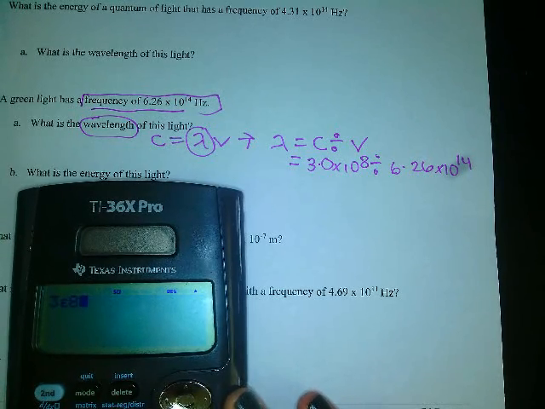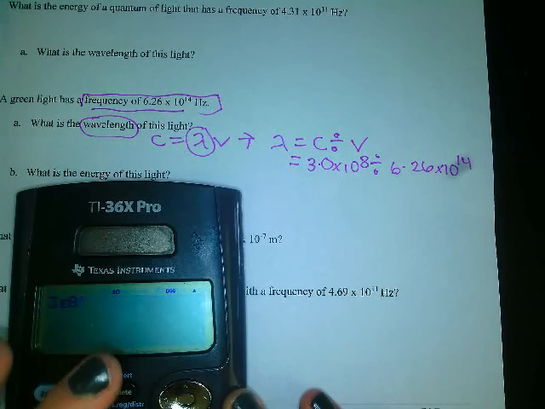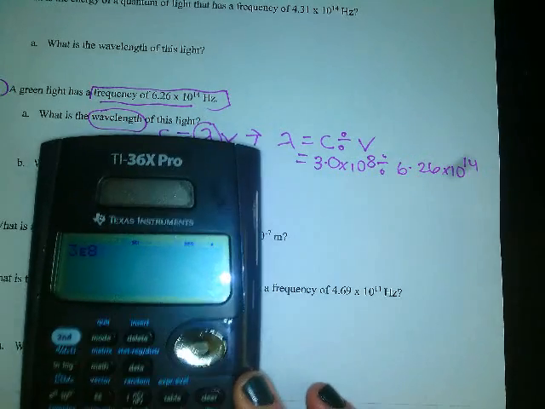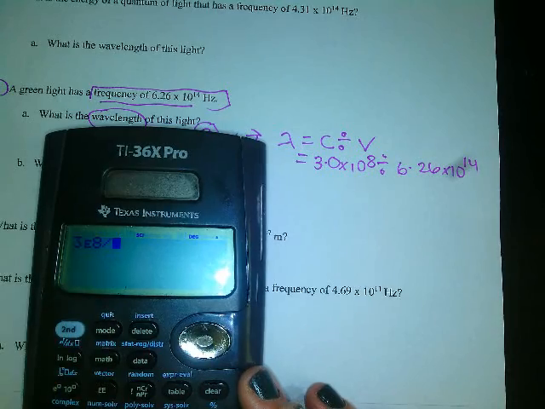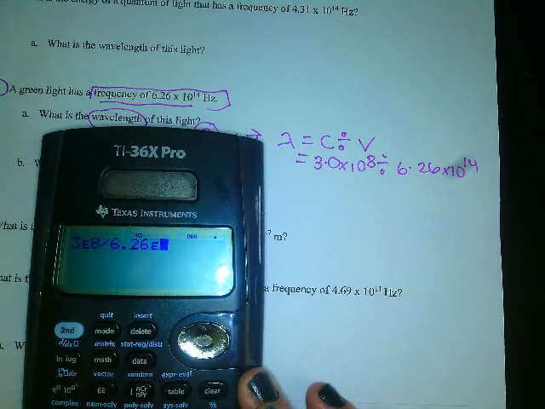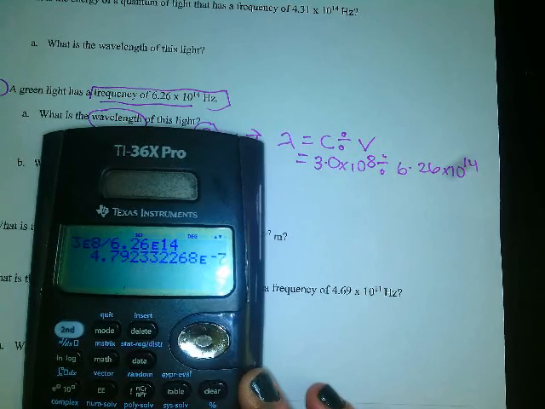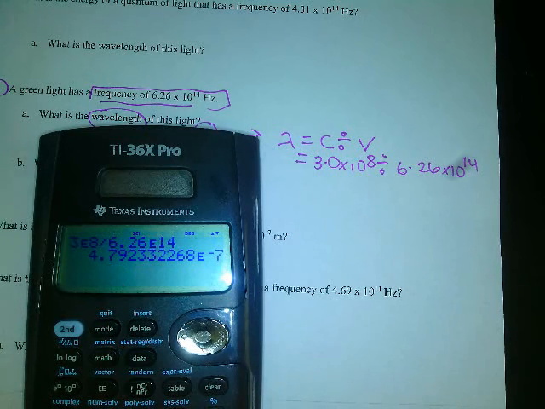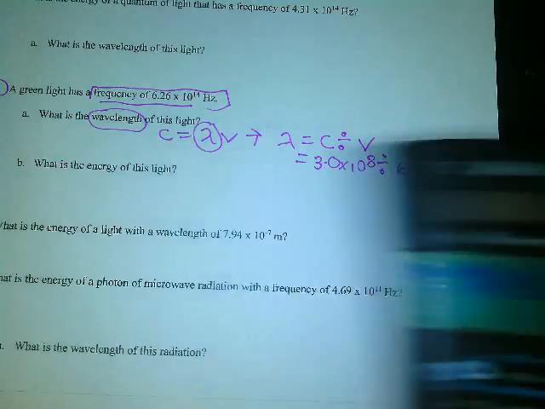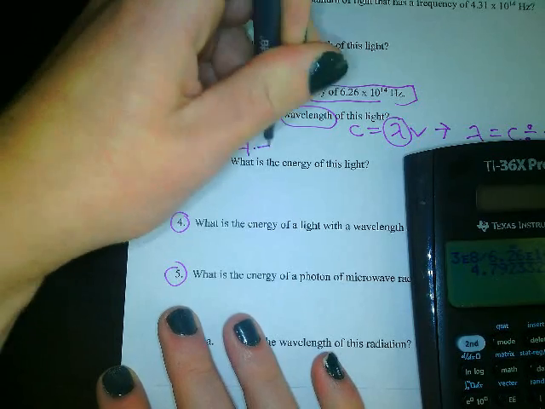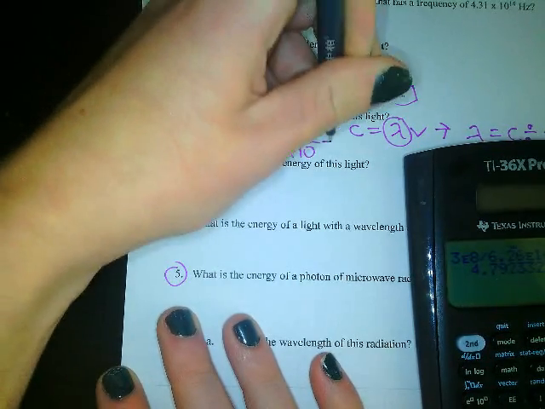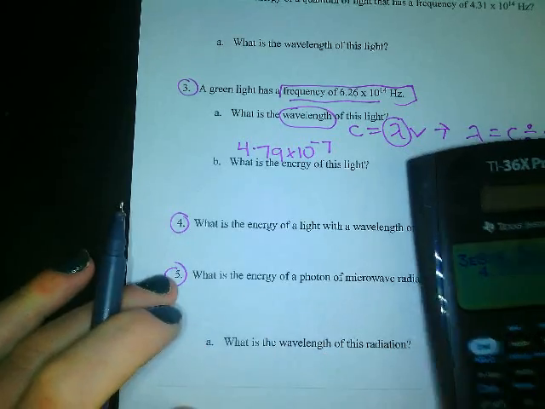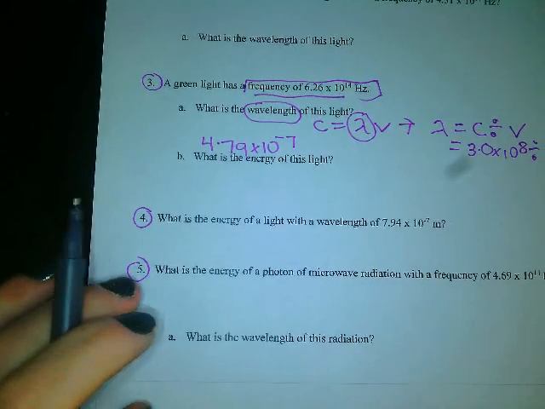I always want to use my EE key, or second EE, depending on your calculator. But there it is, that EE key. And with 3 sig figs, the wavelength is 4.79 times 10 to the negative 7th, and my unit there is going to be meters.